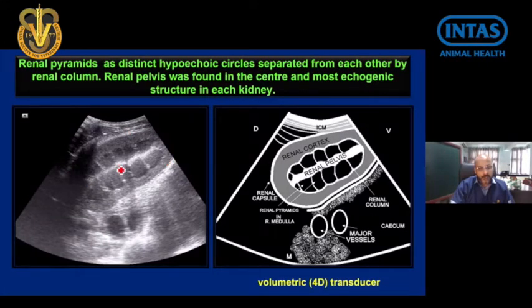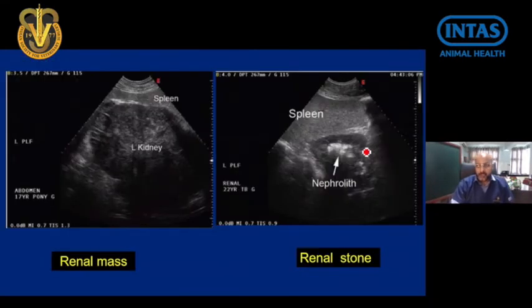So you can see the renal pelvis here. This is the renal cortex here. This is the capsule here, right? Then the renal cortex, renal pelvis here. These are the renal pyramids here. And you can easily see the kidney and find out if anything is wrong. You can even go for the vascularity study of the kidney also.